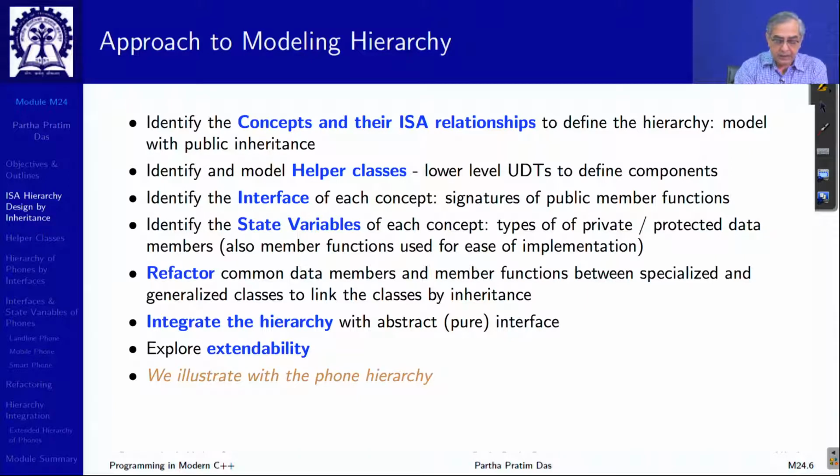Once you have done that, then you will need to identify the interface for each concept. That is, to deal with that concept, what does a user need to do, or how does the concept manifest itself. That will proliferate in terms of signatures of public member functions, which you need to identify. So, this interface identification for every concept on the ISA hierarchy is the next step to perform.